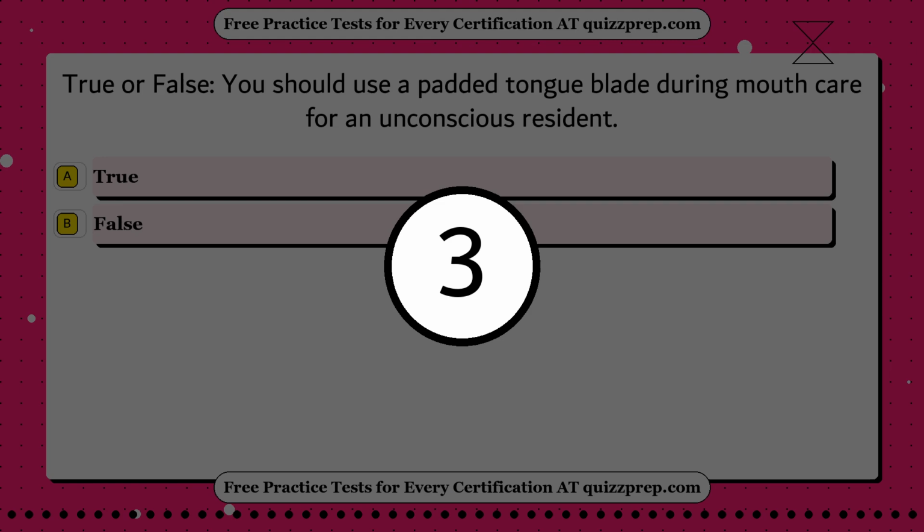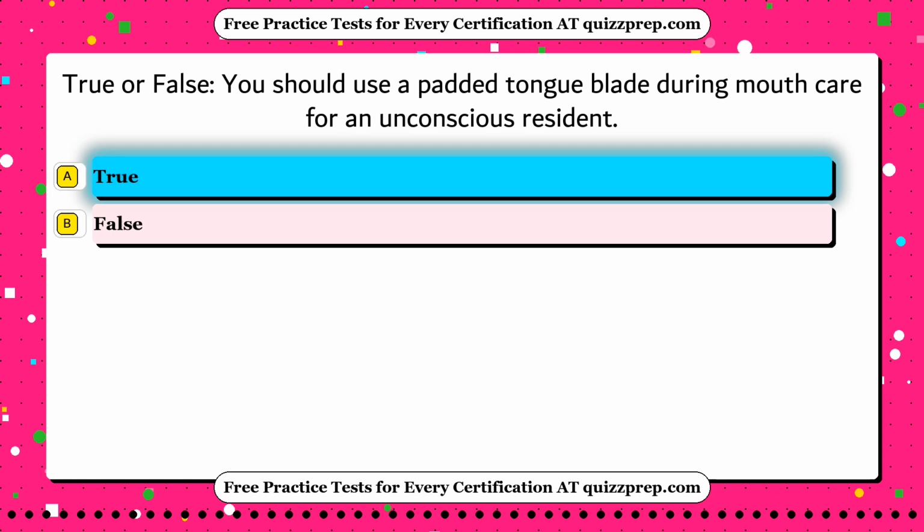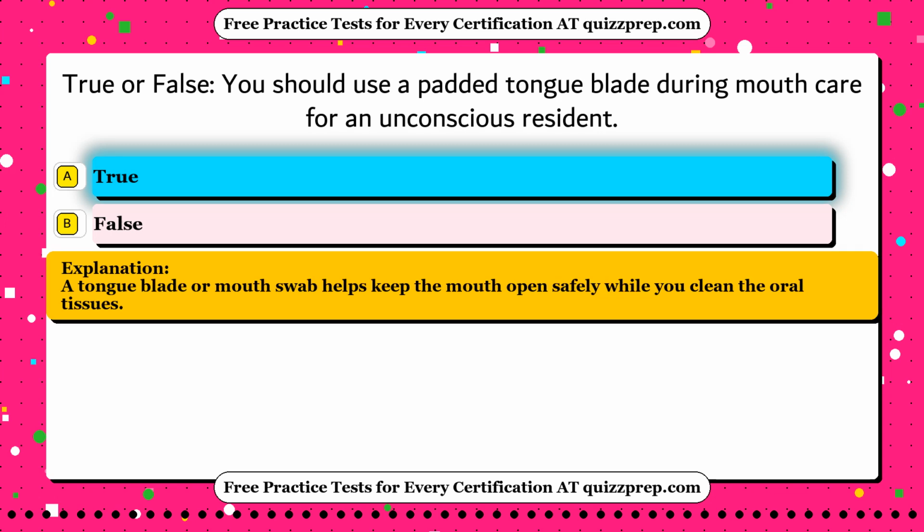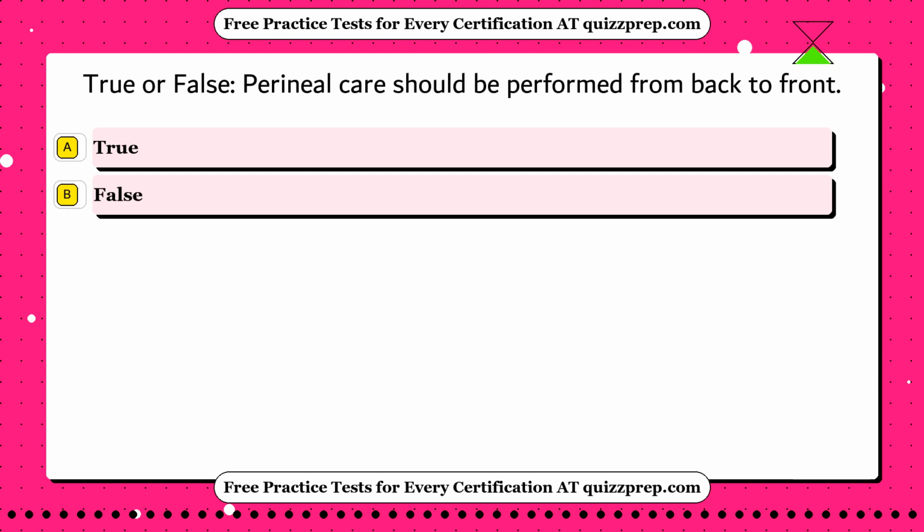The correct answer is option A, true. A tongue blade or mouth swab helps keep the mouth open safely while you clean the oral tissues. Question 86. True or false, perineal care should be performed from back to front? Option A, true. Option B, false.